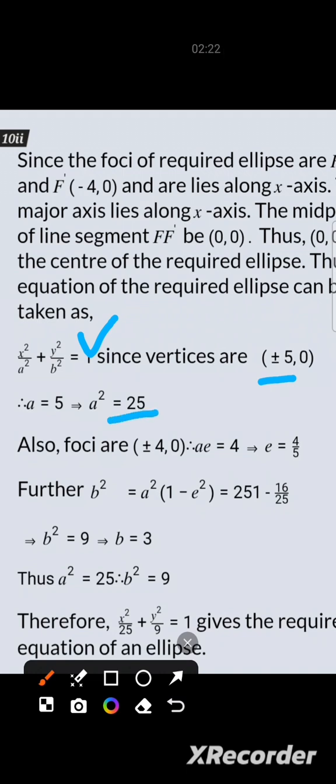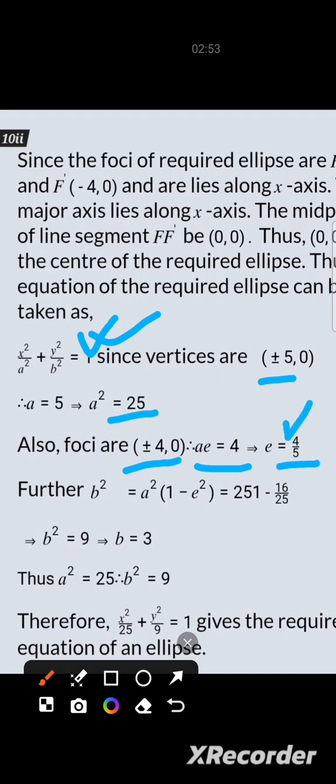To determine any equation of the ellipse, we need to find out the a square and b square values. Now foci are at plus minus 4, 0. That means, as we know for this ellipse, the foci are at plus minus ae, 0. So ae value is 4. So a value we have got as 5. Therefore e is coming to 4 by 5.